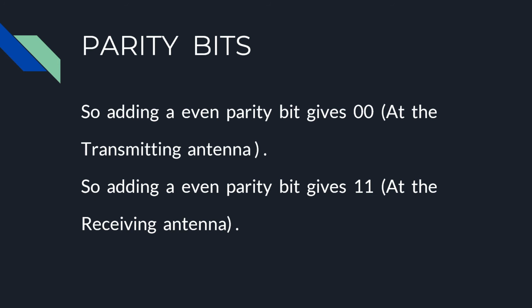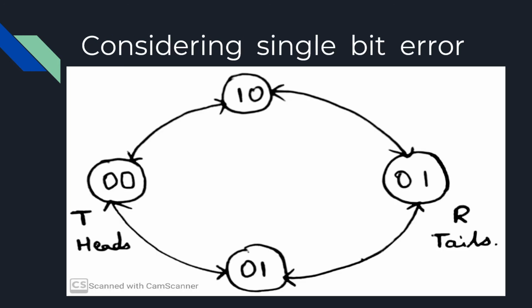Now, how do parity bits help? Consider in this diagram that a single bit error has occurred. 0 0 can be corrupted to 0 1, or 0 0 can also be corrupted to 1 0, neither of which is a valid code word. We know that the valid code words are only 0 0 and 1 1. So we have detected the single bit error. Similarly, a single bit error of 1 1 can also be detected.